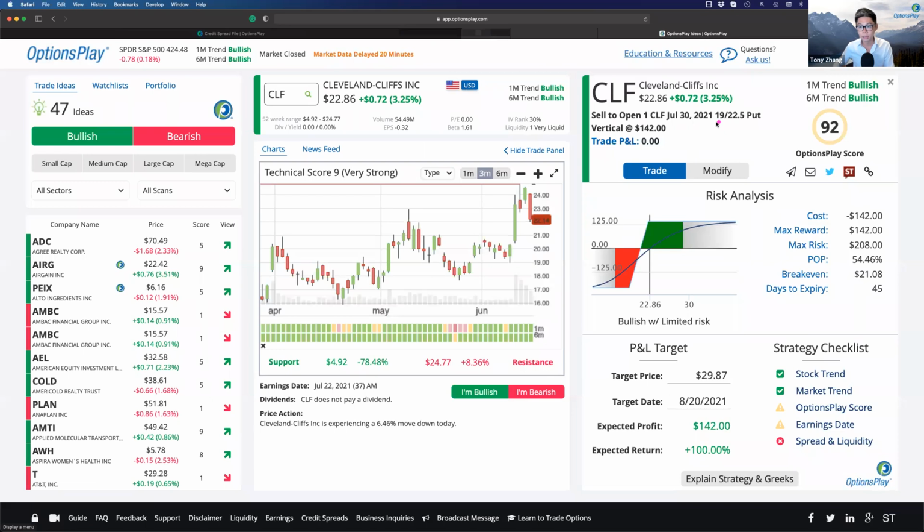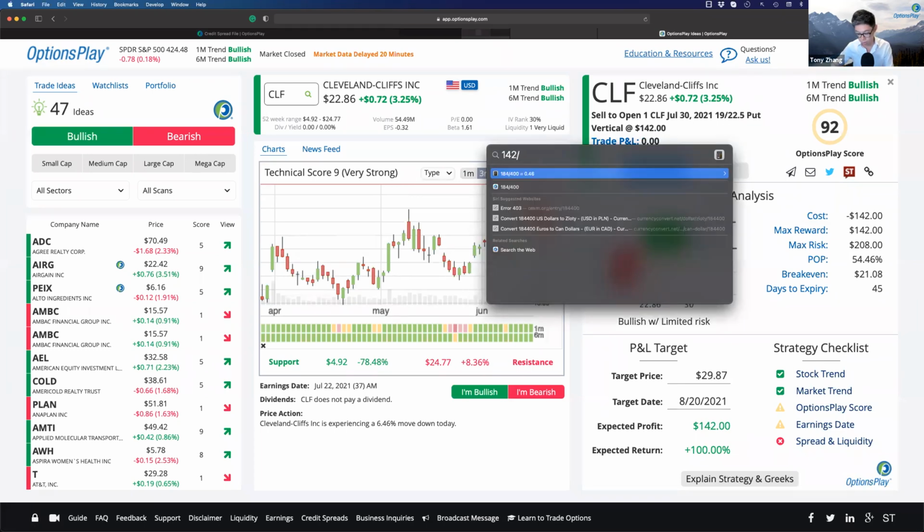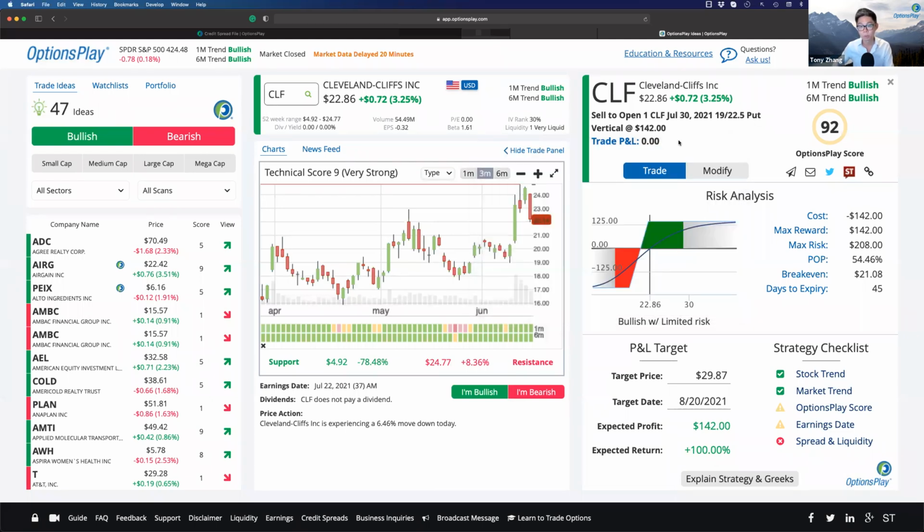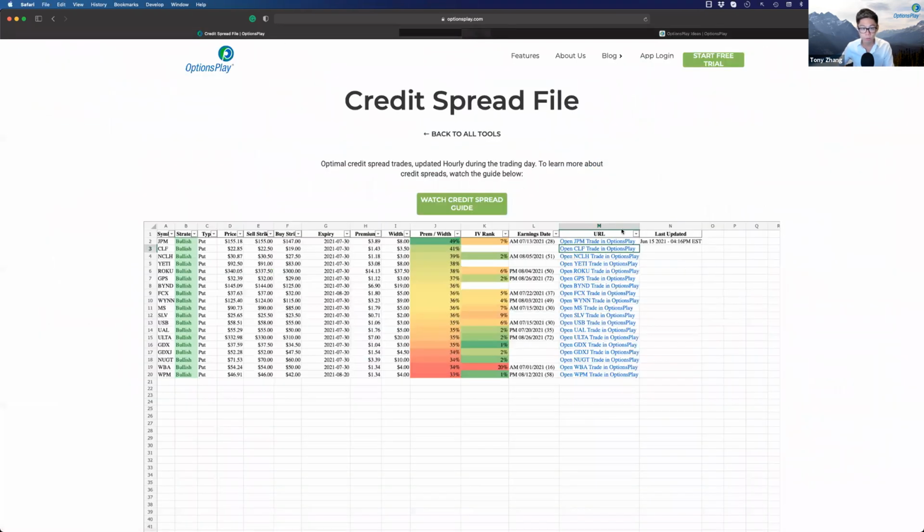So this is selling the 19 22.5, which collects $1.42, but now this is a $3.50 wide credit spread. So $1.42 on 3.5 is a little over 40% of the width. So I'm collecting $1.42 on a $3.50 wide credit spread, selling the at the money strike price. We're selling the 22.5 because it's now trading down to 22.86. But this credit spread file is updated every single hour and finds these trades that provide you with that edge.